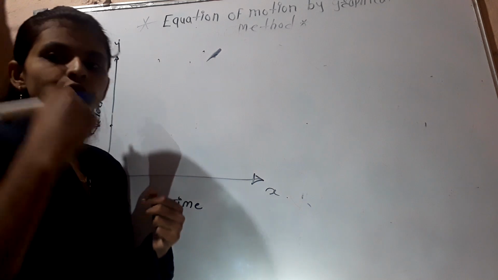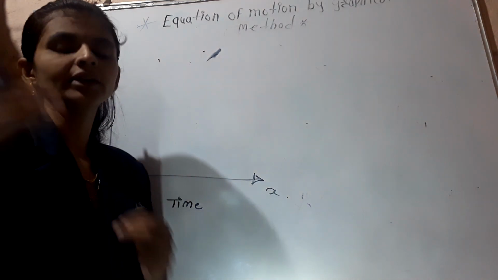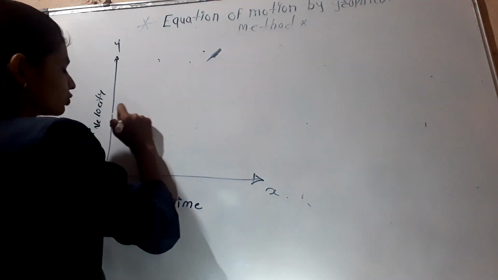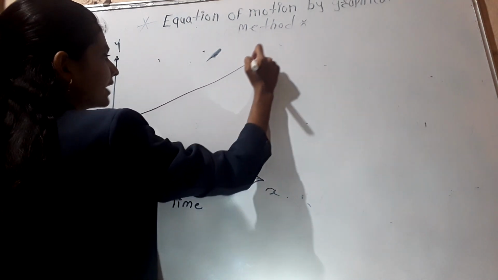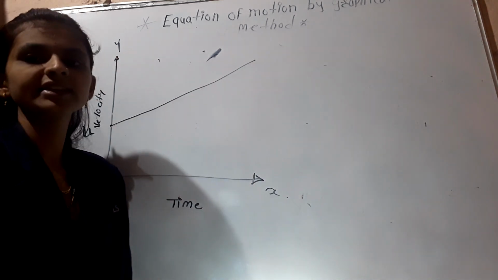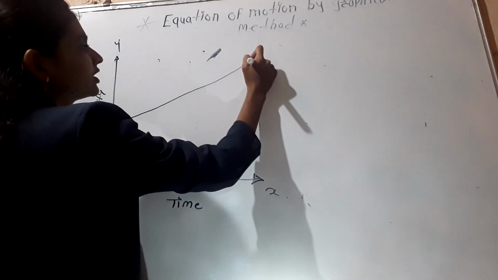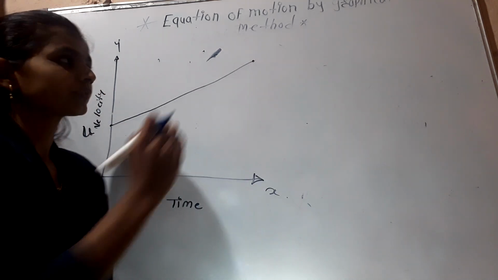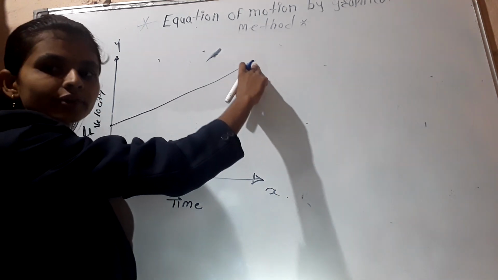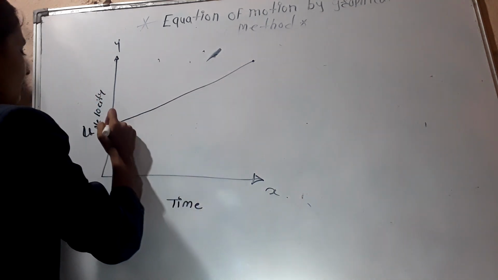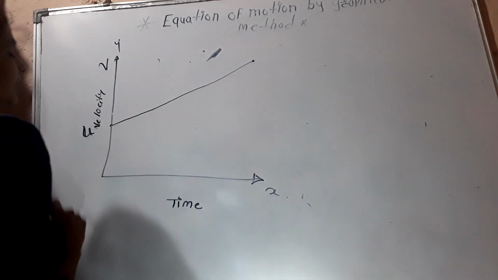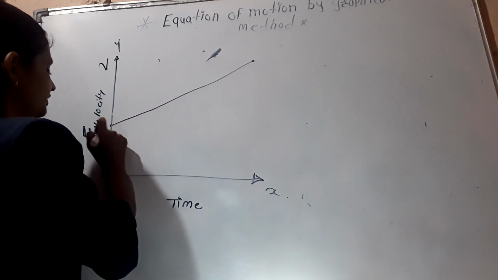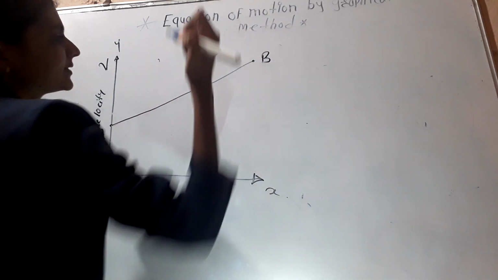Now from point u the object started to accelerate, the object started to increase its velocity, a change in velocity. This graph shows the increasing velocity. Increasing velocity means the change in velocity, and here it is the final velocity, which is denoted by v. From this point to this point it is v, the final velocity. We can also name the points: suppose this one is A and this one is B.